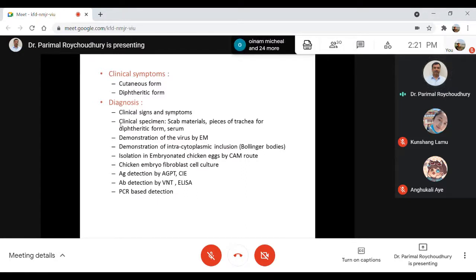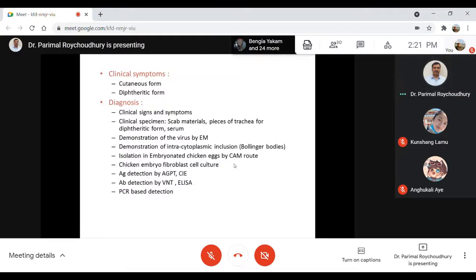So hardly do we need to collect samples for confirmatory diagnosis, where we can go starting from electron microscopy if the facilities are available. Otherwise, we can go for histosection to demonstrate the inclusion bodies and the cytoplasmic changes. Then easily we can isolate in embryonated chicken eggs by the CAM route, and as you know, there is production of typical pox lesions in the chorioallantoic membrane, which are diagnostically important.